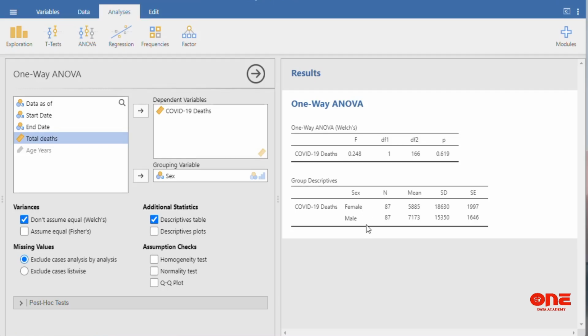And the F-statistics, which is 0.248, shows us that the variance between the two is small. It's not much. So that is how to carry out one-way ANOVA test.